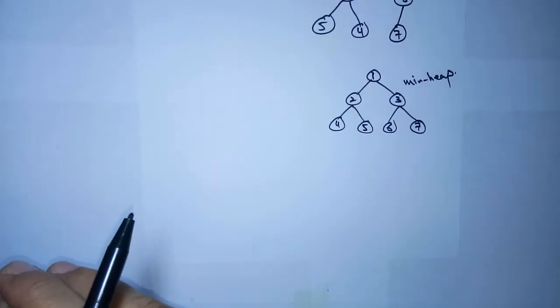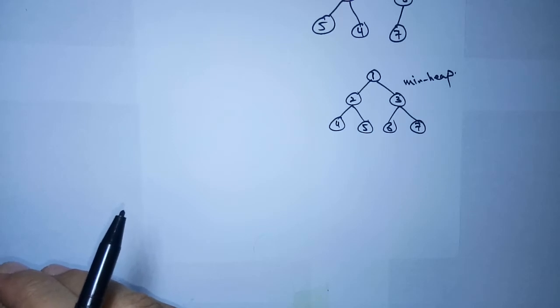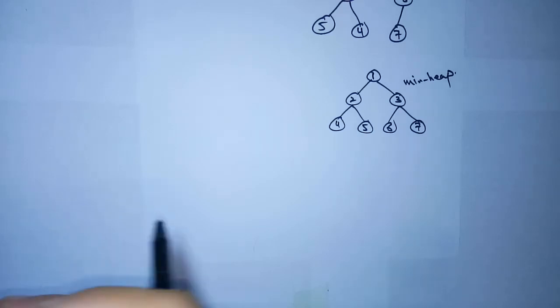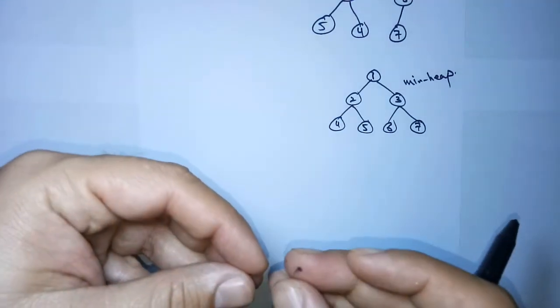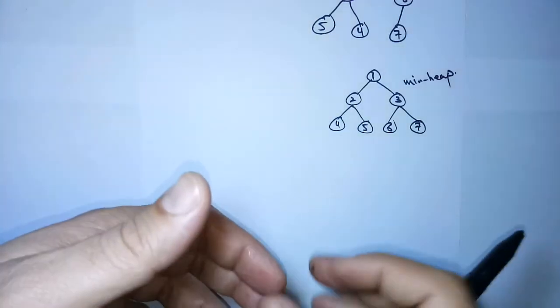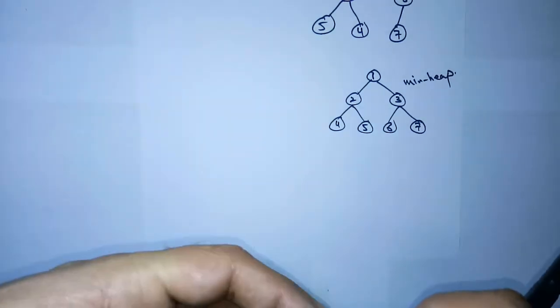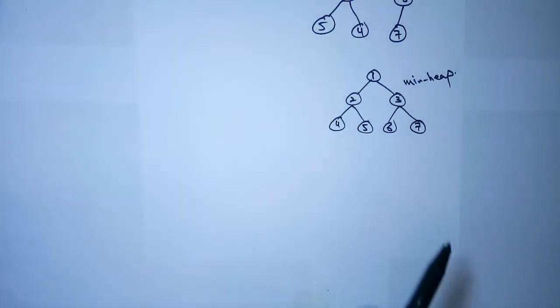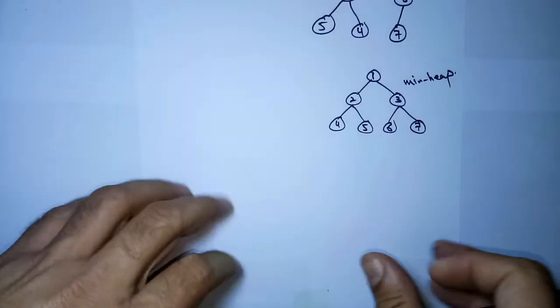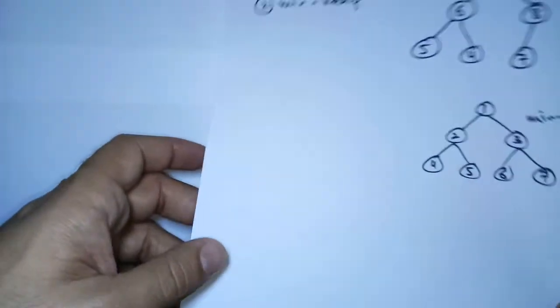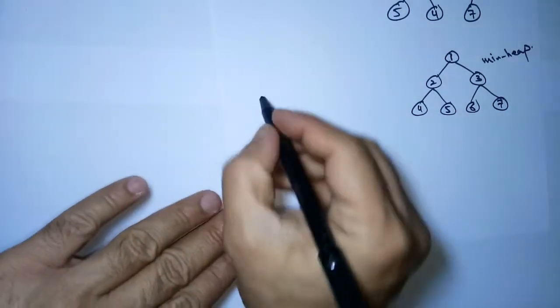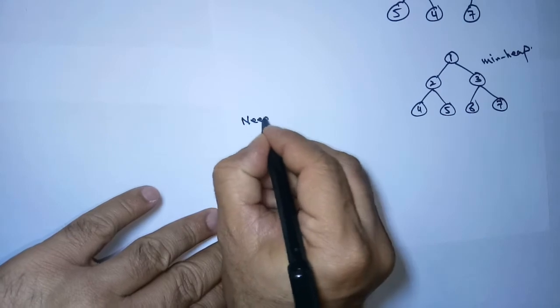Okay, then my question is, since this is a data structure, why do we need it? Since we have many data structures, right? We have studied the array, the linked list, the binary search tree, and many others. So what is the need of this heap data structure? Let's understand this first, what is the need of this heap.